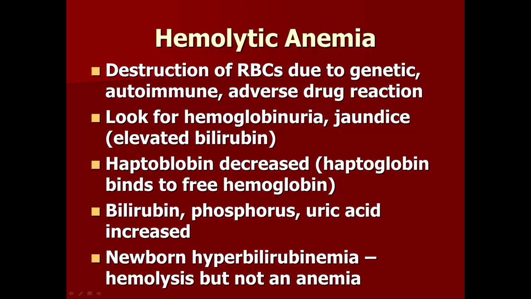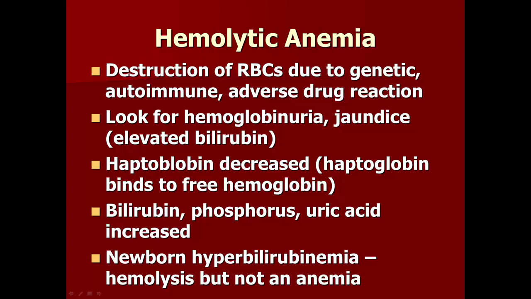When you have someone in which you suspect a hemolytic anemia, remember this is normocytic, look for hemoglobin in the urine and look for jaundice and the associated elevated bilirubin levels, because you're breaking down those red cells and you're overwhelming the liver's ability to process the bilirubin from that breakdown. You will also see a decrease in the haptoglobin. Haptoglobin binds to free hemoglobin, which then would be from those red cells being destroyed.